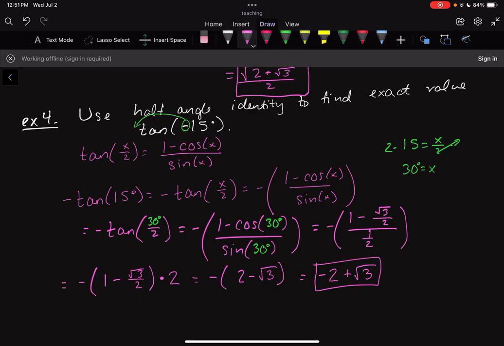Now, in my opinion, that was way easier to simplify than when we did it in section 3.4. So when it comes to exact value of tangent, I love to use the half angle identities. I think they are super helpful when it comes to this type of problem. I would definitely choose this over using a sum and difference. Now there are some other types of problems that I just kind of want to show you.